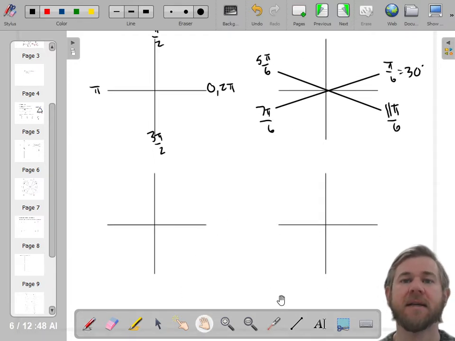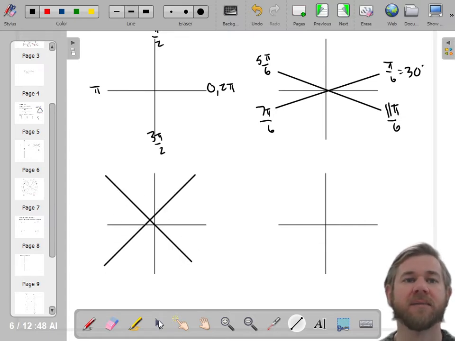Those are your 60s. Let's do the 45s. So the 45s are the ones right down the middle.